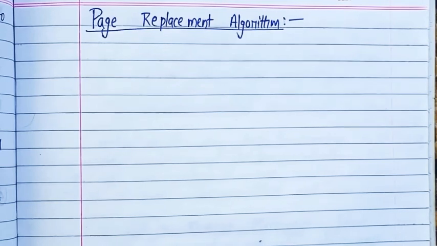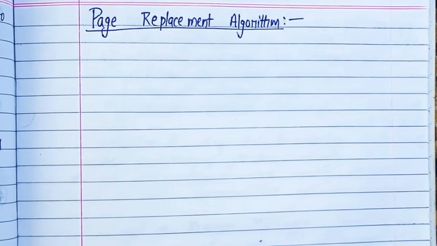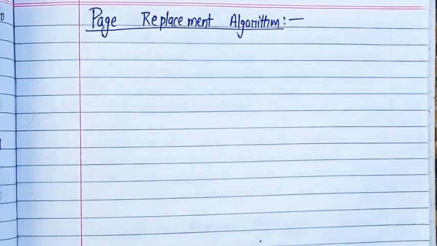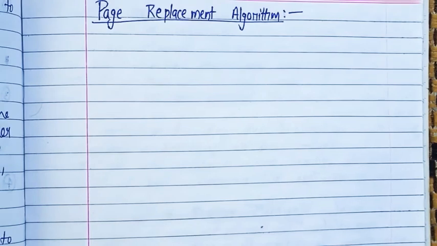Hey guys, welcome back to the operating system playlist, and today we are going to discuss the page replacement algorithm. This algorithm is used to reduce the page faults in the page table and paging. So why do we need the page replacement algorithm? This algorithm decides which memory page to swap out when the CPU requests need to be allocated.